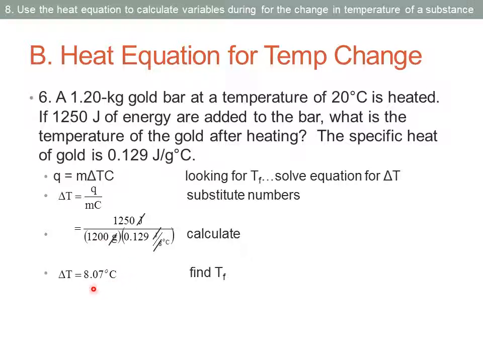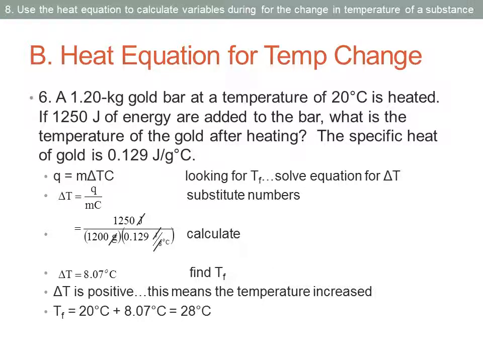Now note, this is not the final answer. Delta T is the change in temperature. We're asked to find the temperature after we heated it. So we still need to find the final temperature. The fact that delta T is positive tells us that the temperature increased. So we know the initial temperature was 20 degrees Celsius. We add the change of 8.07 because the temperature went up, and that gives us 28 degrees Celsius. I say 28 because our temperature only goes to the ones place, the initial temperature, so I round that to the ones place, 28 degrees Celsius.